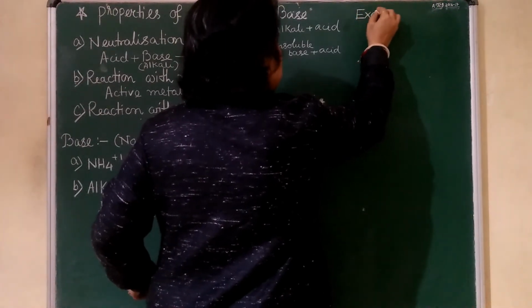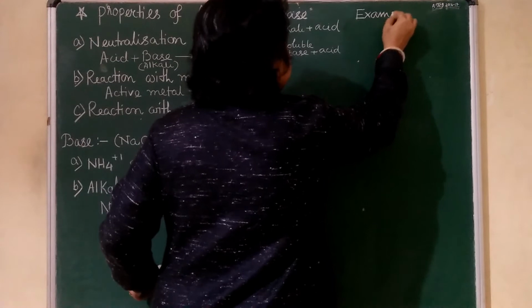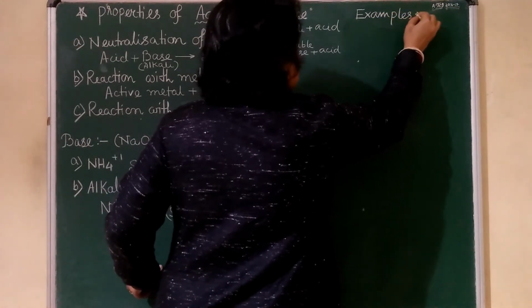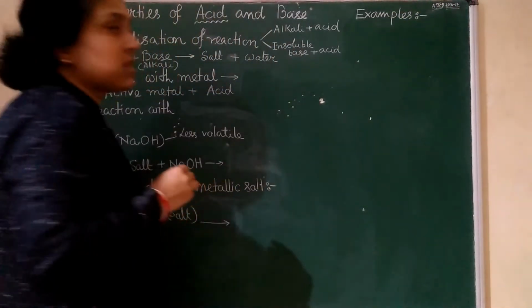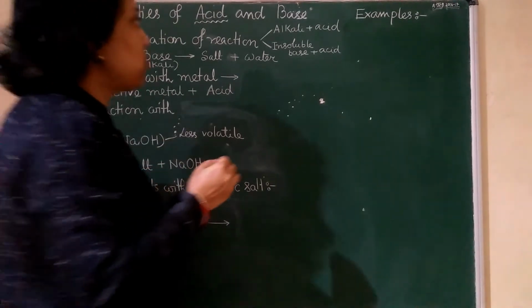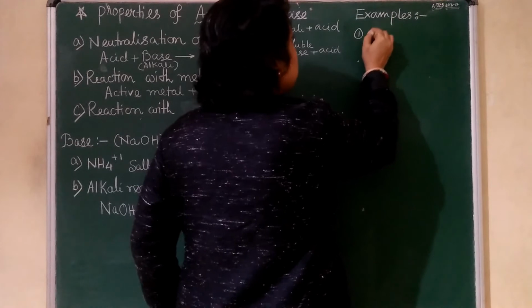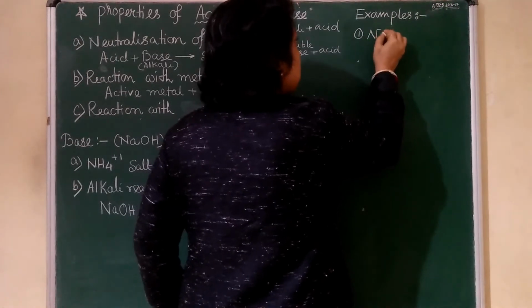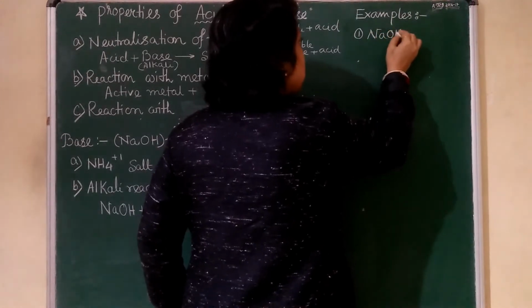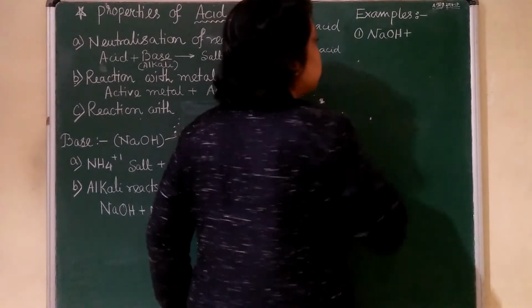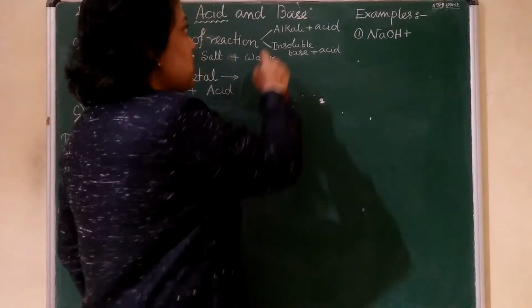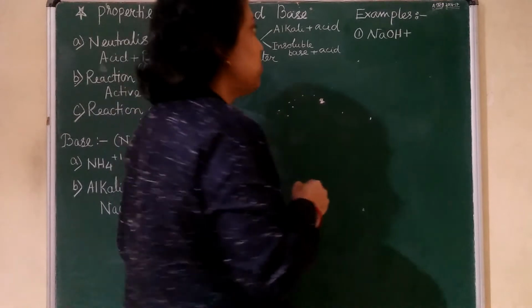So now we will solve these examples. Okay, let's start the examples. For example, first we will do the first one, that is with alkali. Alkali will take NaOH reacting with, see, neutralization reaction we are doing, alkali with acid.